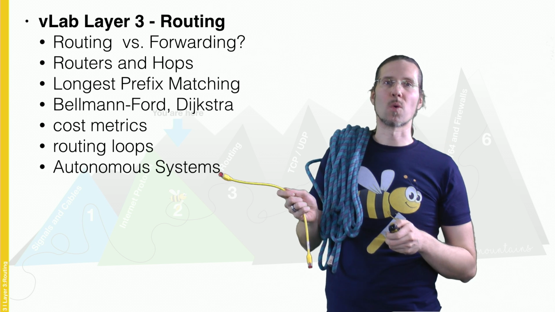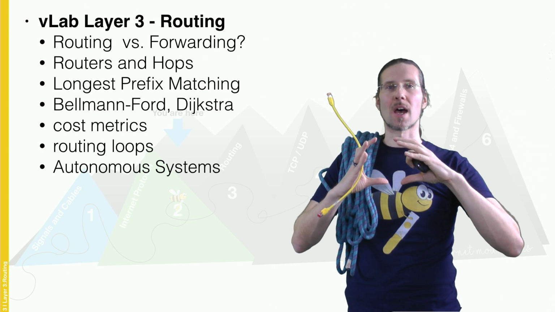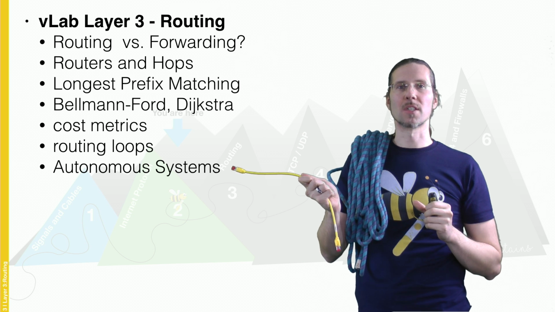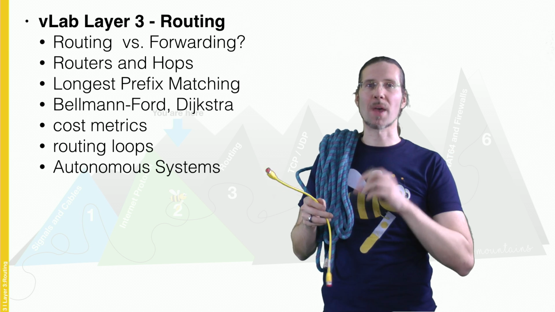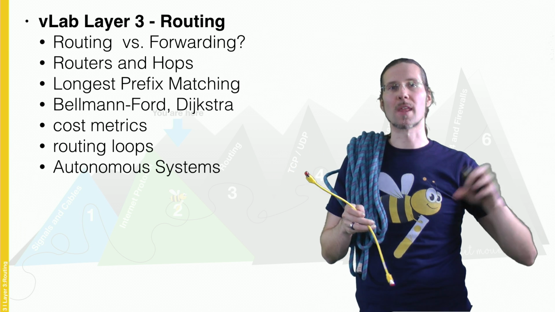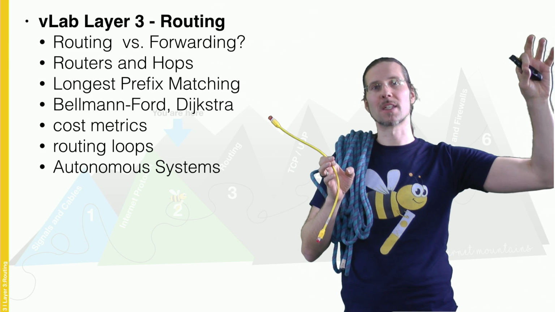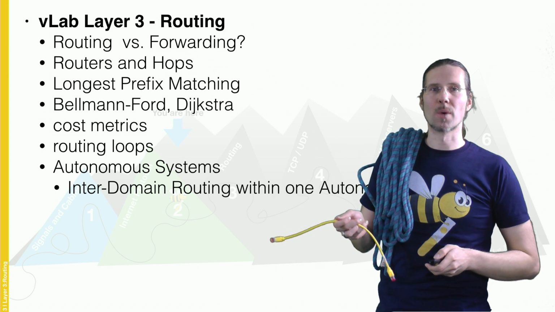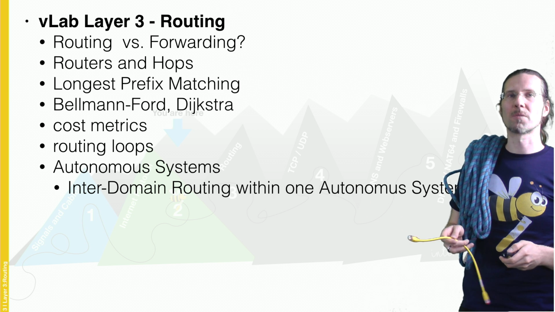Then we look at so-called autonomous systems. These are units in the internet that are managed under one authority, and the internet consists of many of these autonomous systems. And when you actually send a packet from one point in the world to another point, it typically traverses multiple of these autonomous systems until it reaches its destination. So we'll have a look at this, and we'll have a look at the interdomain routing within one autonomous system.